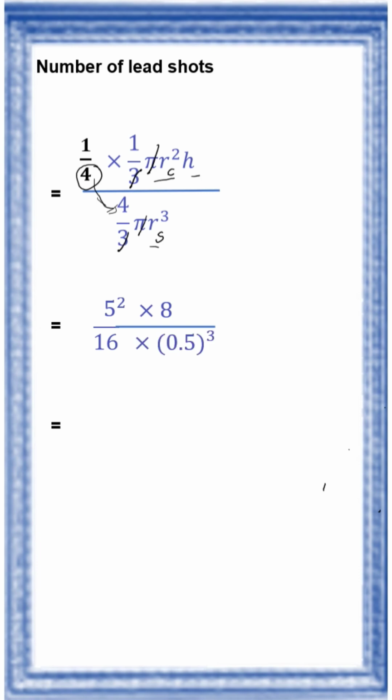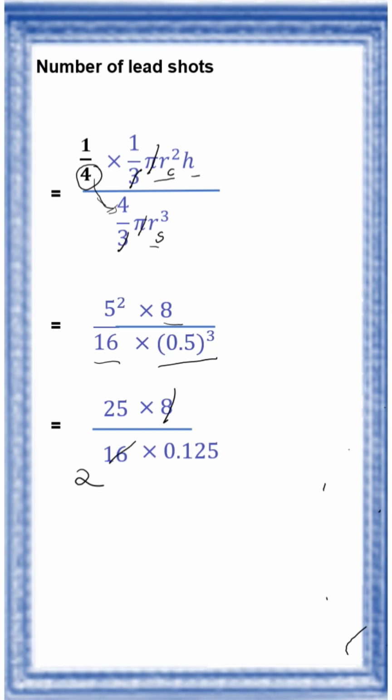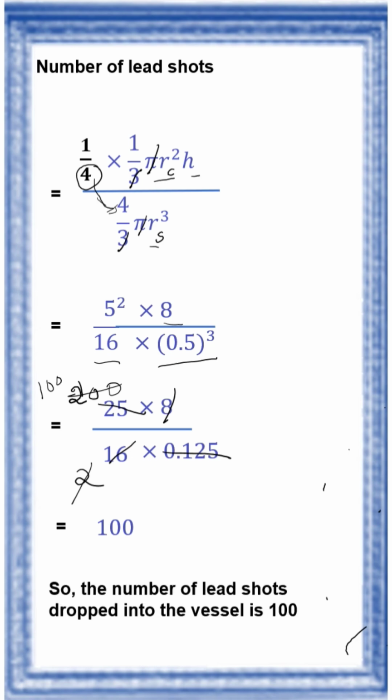Now that is equal to 8 and 16 will remain as such. 5 square is 25. 0.5 cube is 0.125. Here 8 ones are 8, 8 twos are 16, 16 times 25 is 400, 400 divided by 0.125... so that is equal to 100. So the number of lead shots dropped into the vessel is 100.